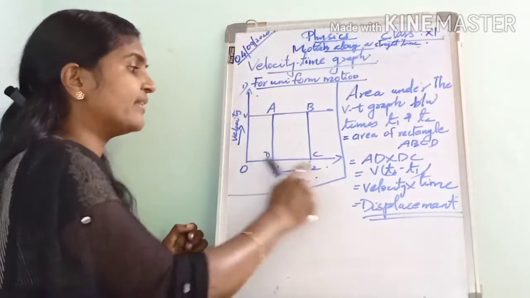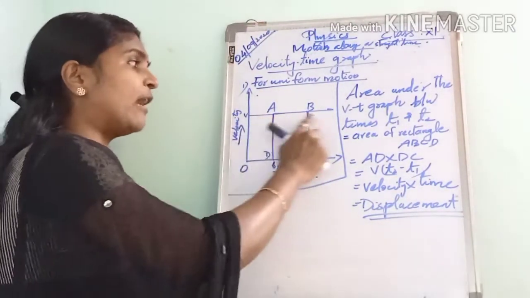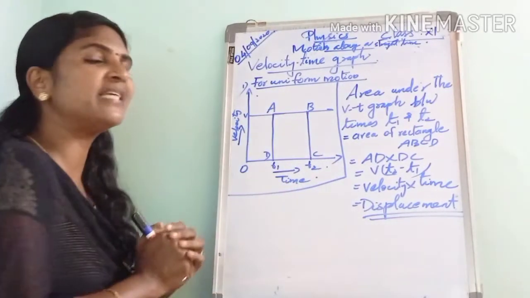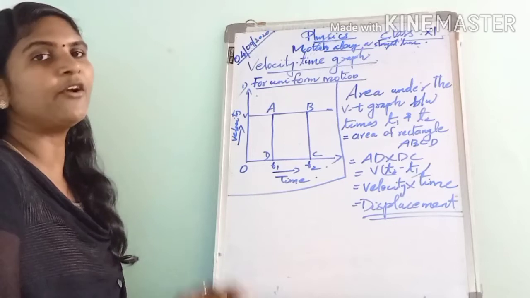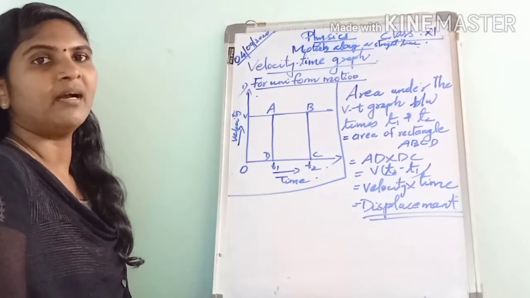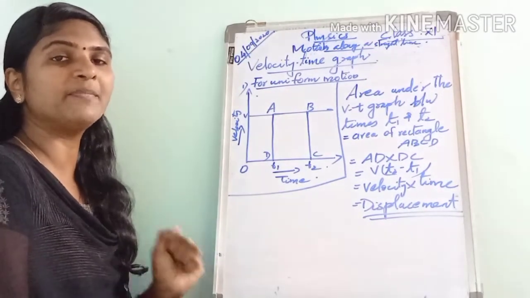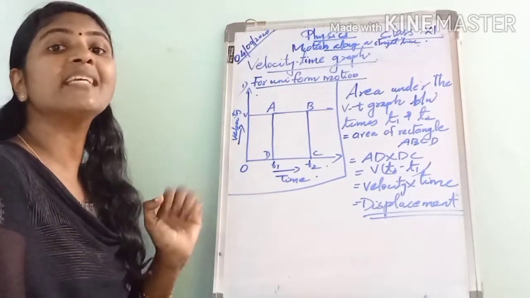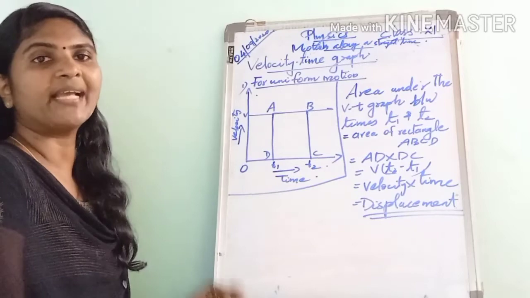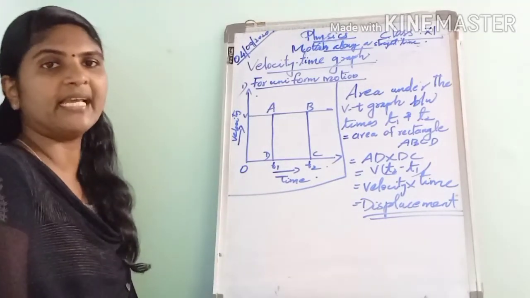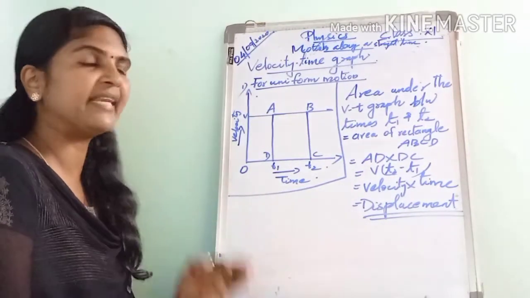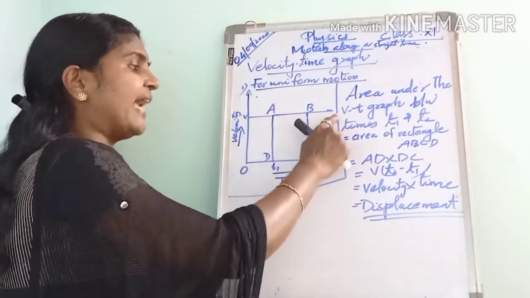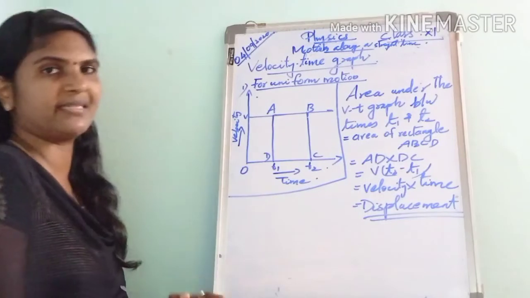This graph AB represents the velocity time graph for an object in uniform motion. You know what is uniform motion? What about the velocity of an object when it is in uniform motion? The velocity remains constant. There is no change in velocity. So we get a straight line which is parallel to the time axis.